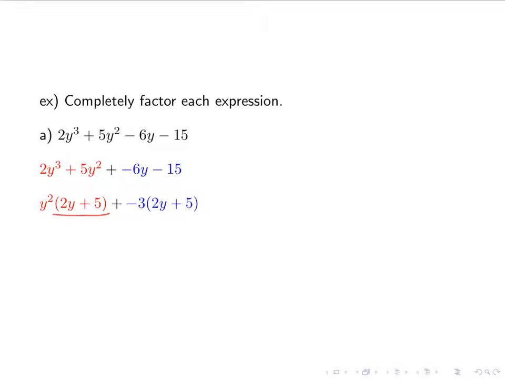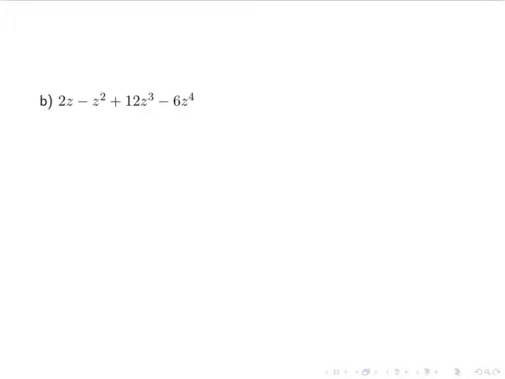And here's where I have 2y plus 5, 2y plus 5. That is my new GCF. When I factor it out, again, I'm left with everything that's not underlined. So I have 2y plus 5, and then y squared plus negative 3, which is the same as y squared minus 3. Okay. So let's try another one.